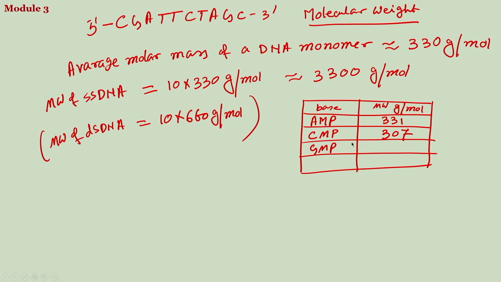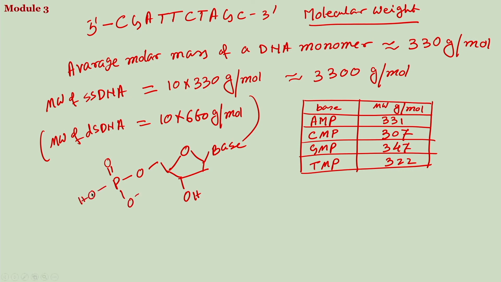GMP is 347, TMP is 322 gram per mole. And the structure is of course this, which here is the base and this is monophosphate, means O minus OH basically.